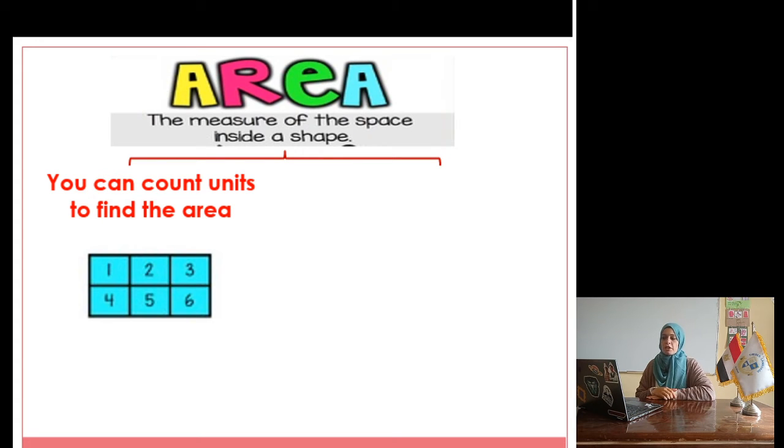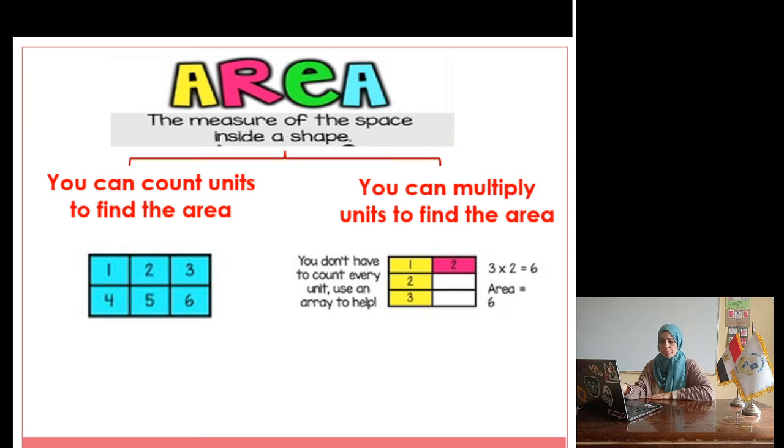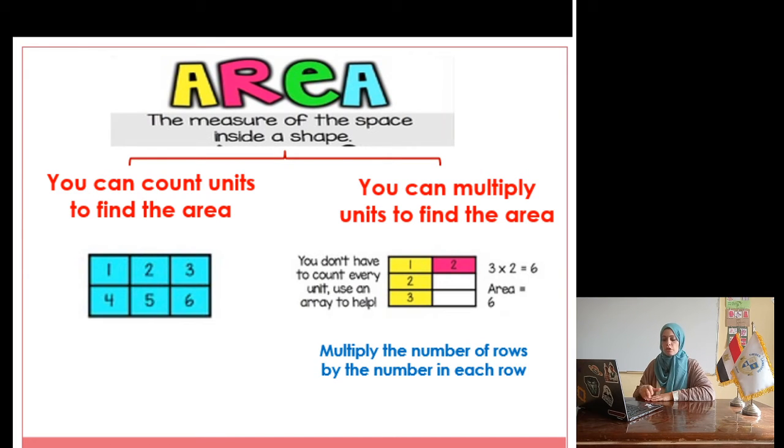Or you can multiply the units to find the area. You don't have to count every unit that you can see. You can use the multiplication. Like in this example, you have 3 rows and 2 columns. When you multiply 3 times 2, you get the area of 6. So you have 2 ways. You can either count the squares or you can use the multiplication. It will give you 6 and it will give you another 6, the same answer. Multiply the number of rows by the number of columns.